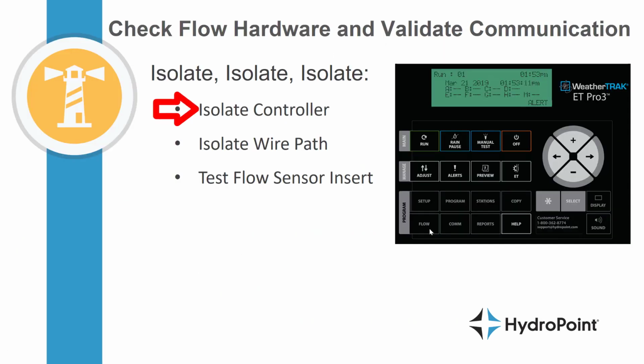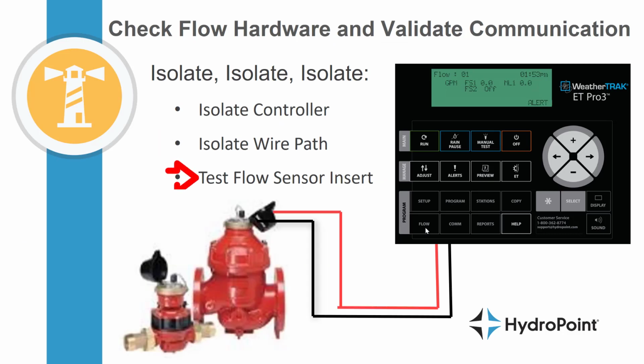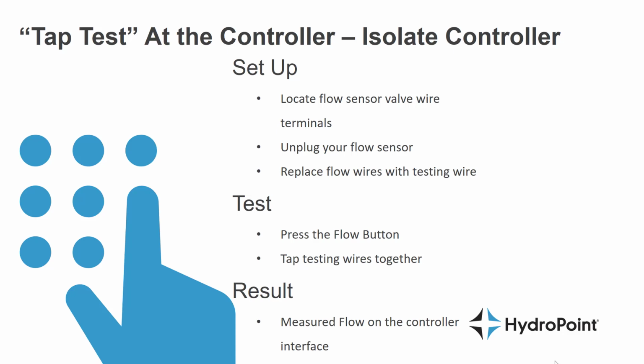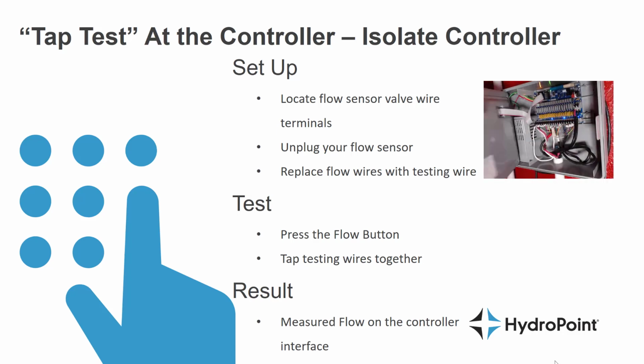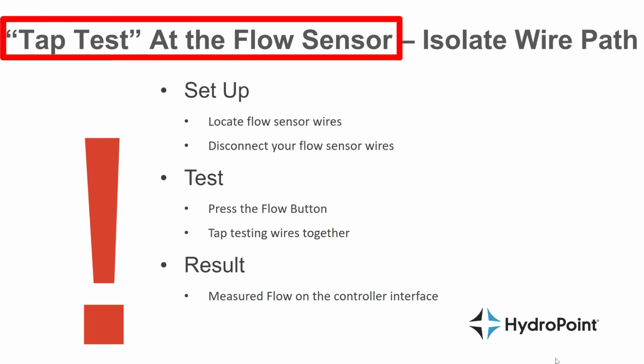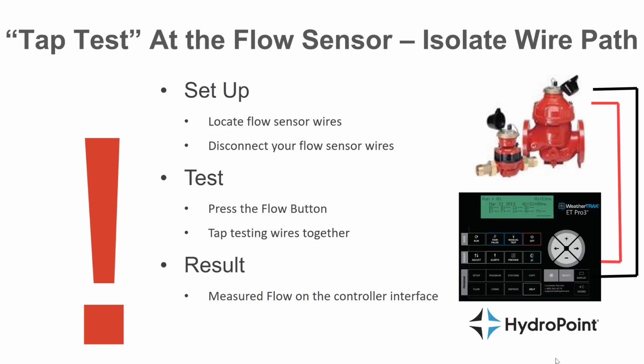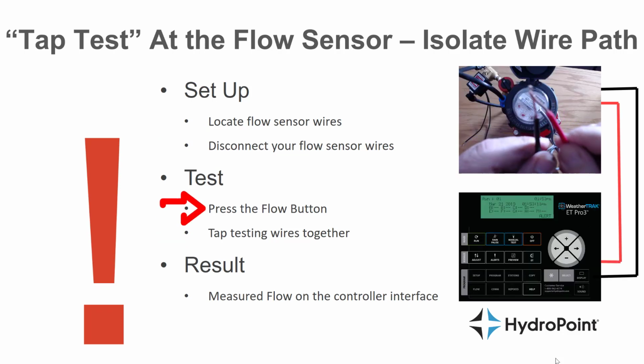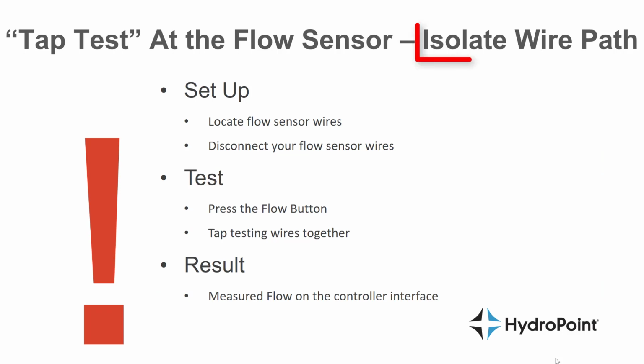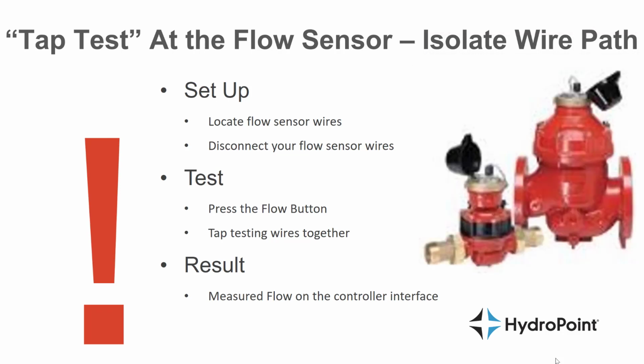So once we've measured flow on the controller and we know it's not a WeatherTrack issue, next we have to isolate the wire path in between the controller and the flow device. So before we leave the controller, we unplug our testing wires and put our flow sensor wires back into place. Then we go out in the field and disconnect the flow sensor in the valve box. Figure out which wires go back to the controller and tap those two wires together. Have somebody at the controller push the flow button and verify that they can see the controller reading flow when you're tapping those wires together. If they can, we can exclude the communication path in between the flow sensor and the controller, leaving a failure at the flow sensor device as the most probable suspect of the no-flow alert.